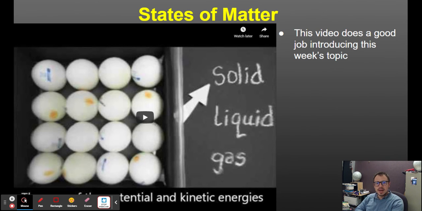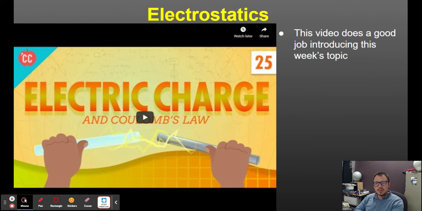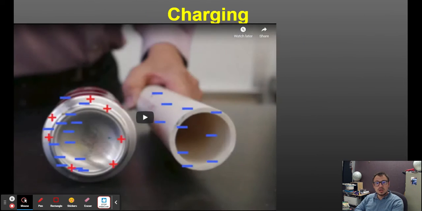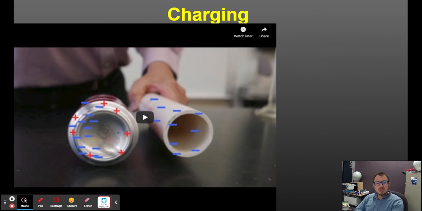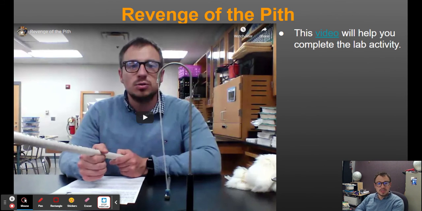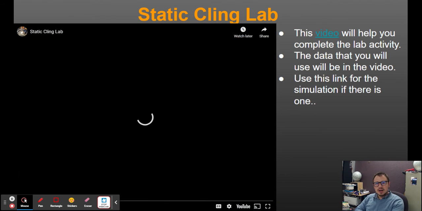So this is the states of matter video. This will help you with electric charge and different types of charging. This does a good job of showing charging like in real life. And this talks about the triboelectric series. Now, the labs that we're going to do are Revenge of the Pith, a little play on the Star Wars title, and we're going to do the static cling lab. So very similar labs, but just a little bit different. They give us a little bit different data.